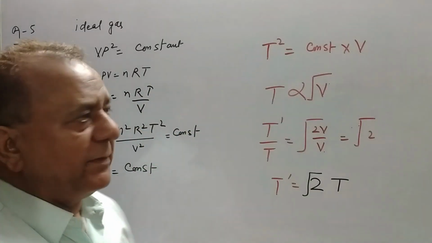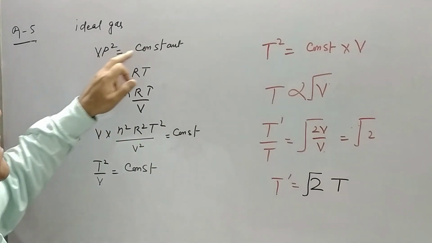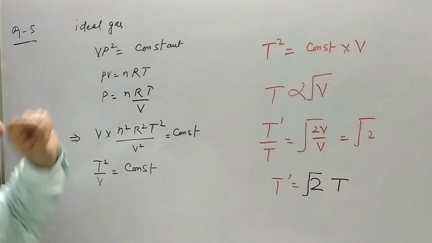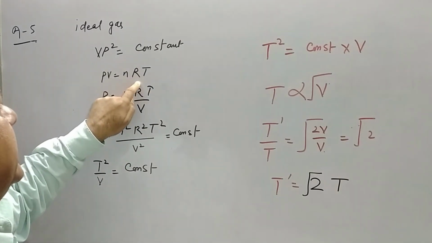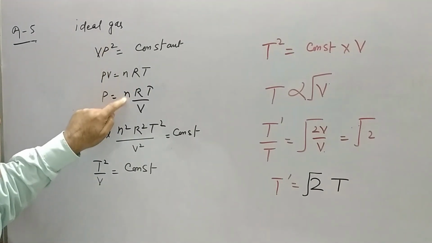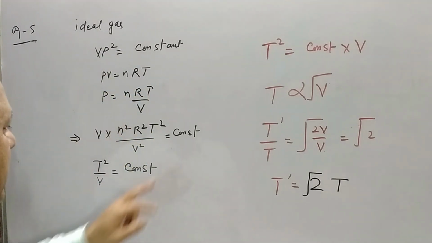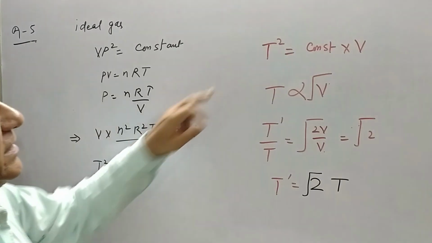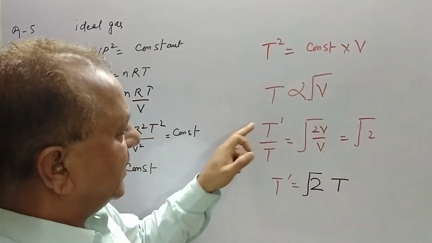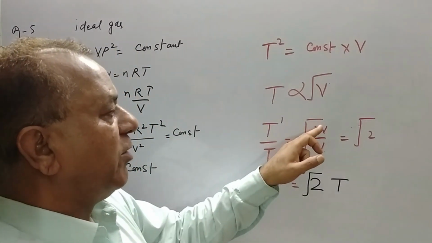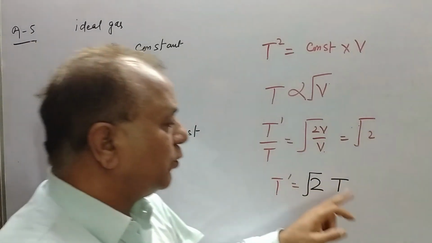From that you can get the number density. Many times in your examination you are given certain extra relations like VP square is equal to constant or something of that sort. You don't have to panic. Just use your ideal gas equation, PV is equal to nRT. Put the value of P. P is equal to nRT by V. So n square R square T square by V square instead of P square. T square by V is equal to constant. T square is equal to constant into V. T is proportional to root V. T dash by T is equal to root of new volume 2V, that is root 2 times. T dash is equal to root 2 T.